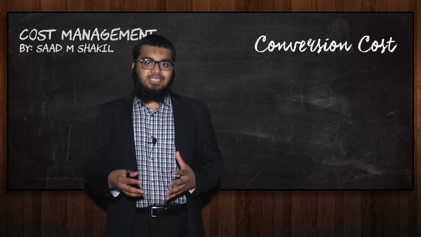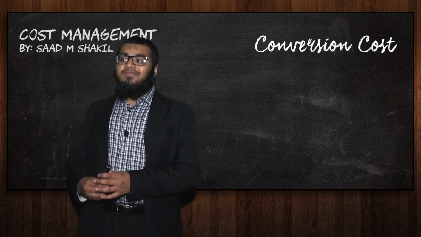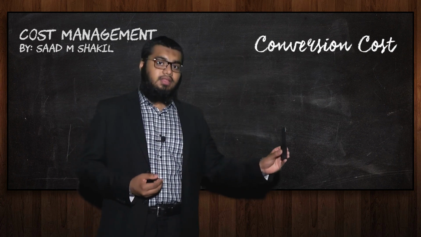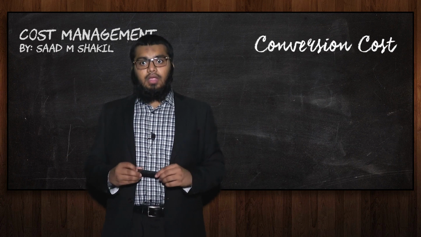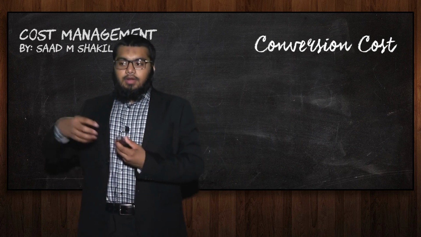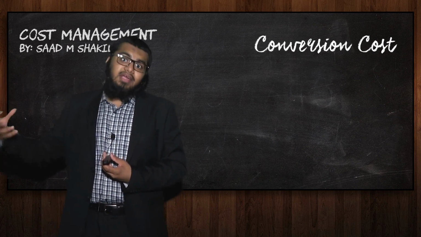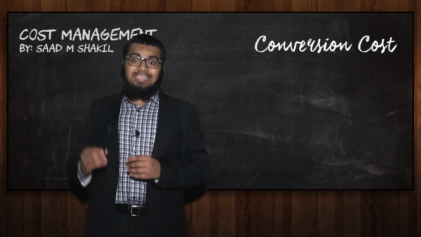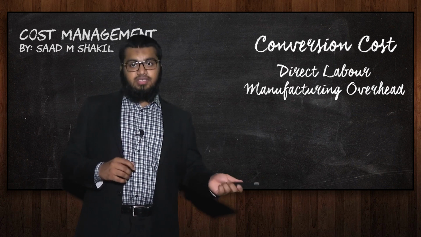The next term we have is conversion cost. The conversion cost is pretty much self-explanatory: it is the cost of converting your raw material into the final good that's going to be produced by the enterprise. So, what is the cost that you incur in order to convert the direct material into the final product? You're going to use the direct labor and the manufacturing overhead.